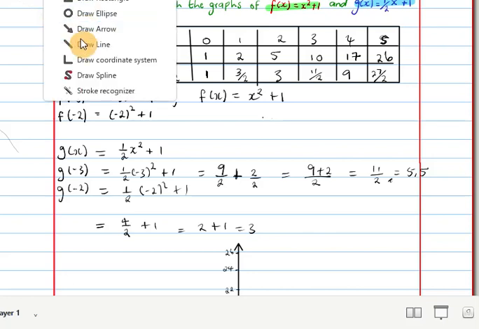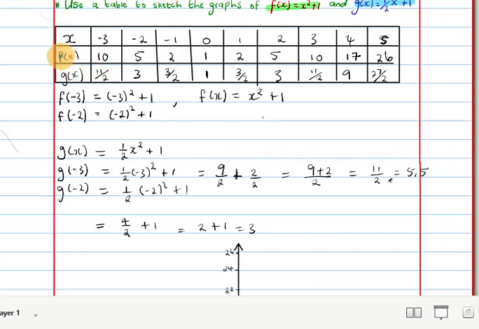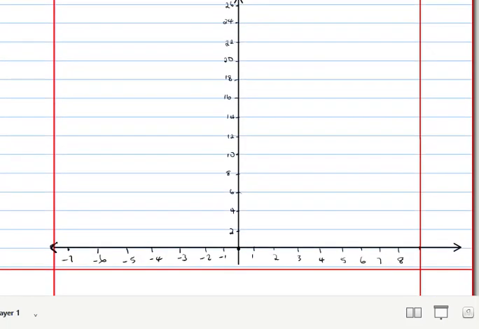Let's start with f of x. You see here, it's a graph of f, and here it's an input. How do I plot my graph? I look at the value of x here. The value of x here is -3, and the value of y should be 10. So let me go there and check here.